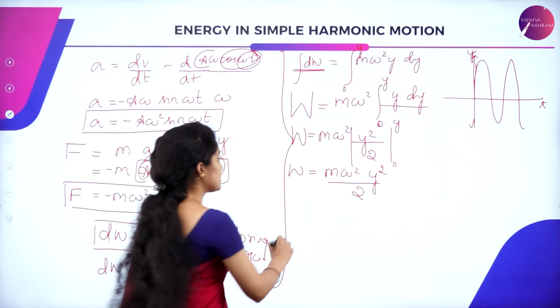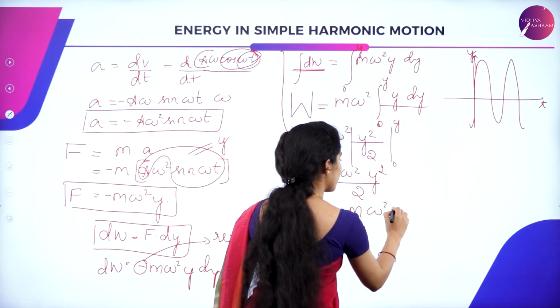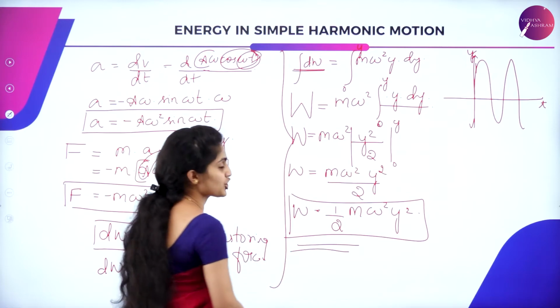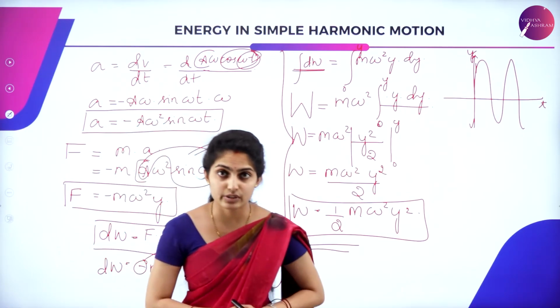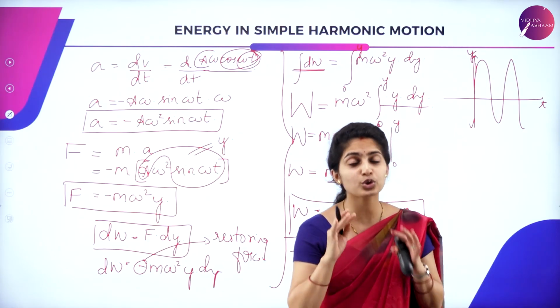So we can write this as W is equal to half m omega square y square. This will be the equation for potential energy. Now what are we supposed to do? The final expression is always about the energy, the total energy.